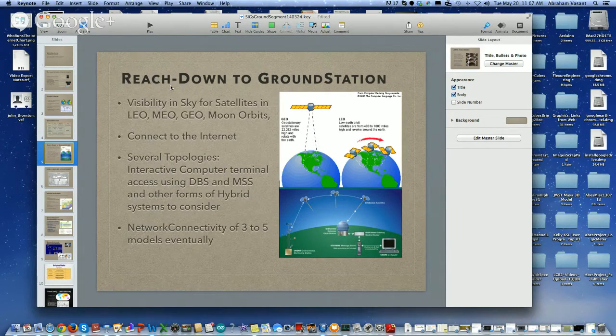We already have the basics covered that are needed for the lunar network on the ground segment. There are several topologies also to be considered, like interactive computer terminals accessing through direct broadcast systems and mobile communication system satellites, and there are many other possible hybrids. Down the line, we will be going through several of these scenarios, but we will restrict ourselves to about 3 to 5 of the models, which turn out to be manageable as well as have guaranteed measurable results.